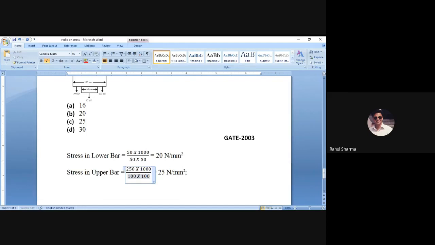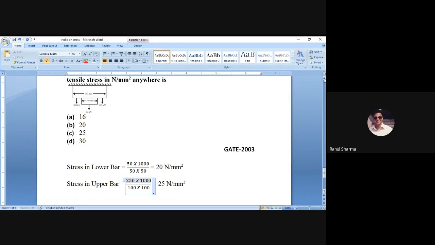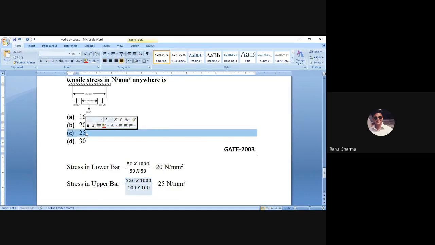Now you can easily compare that the maximum possible stress is 25 Newton per square millimeter, and that happens in the upper bar. This means option C is the correct option for this.